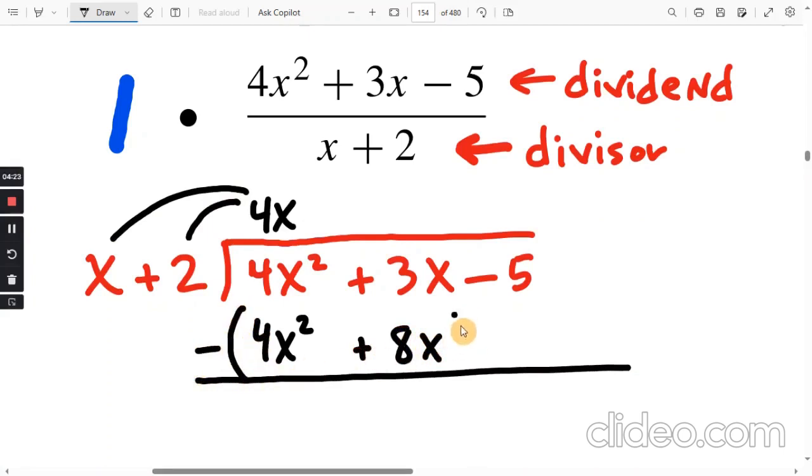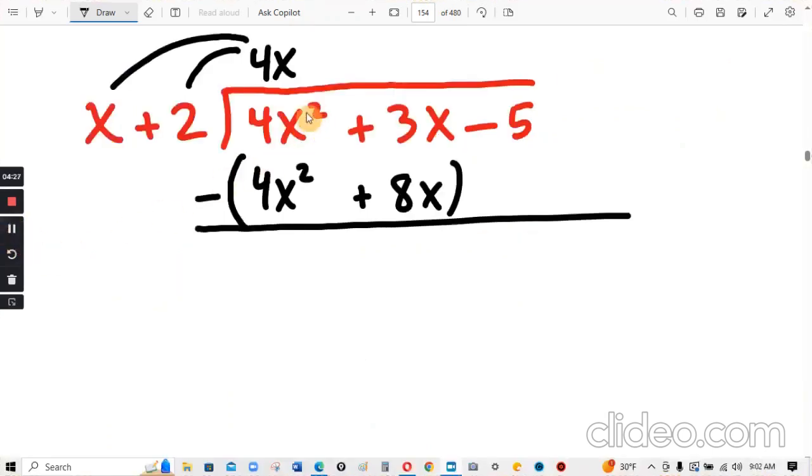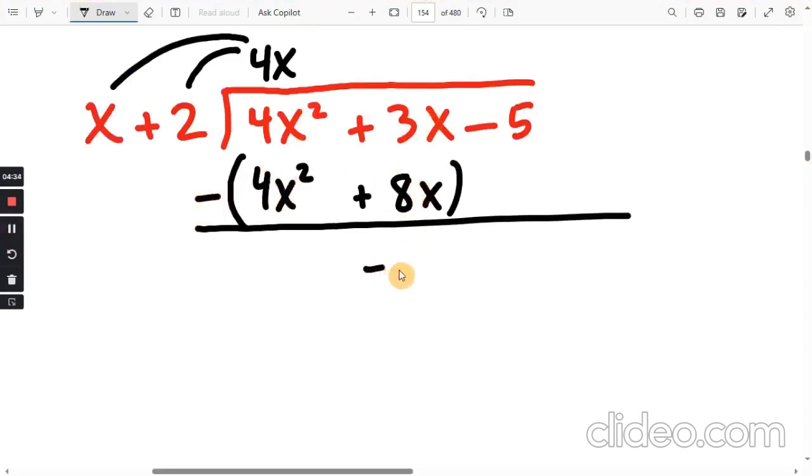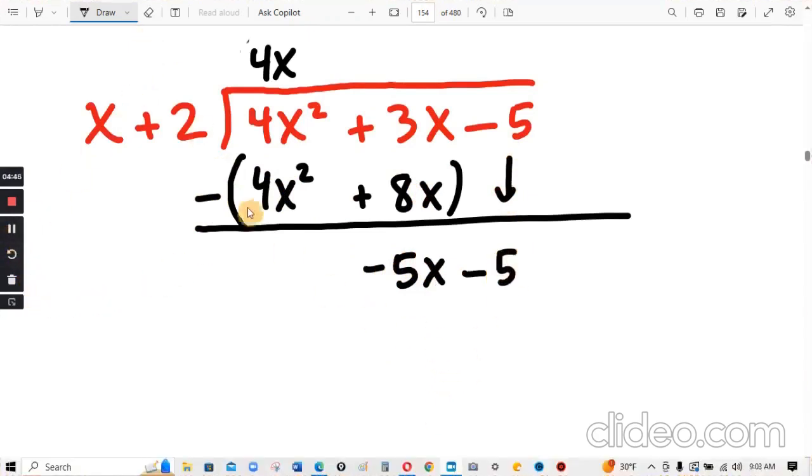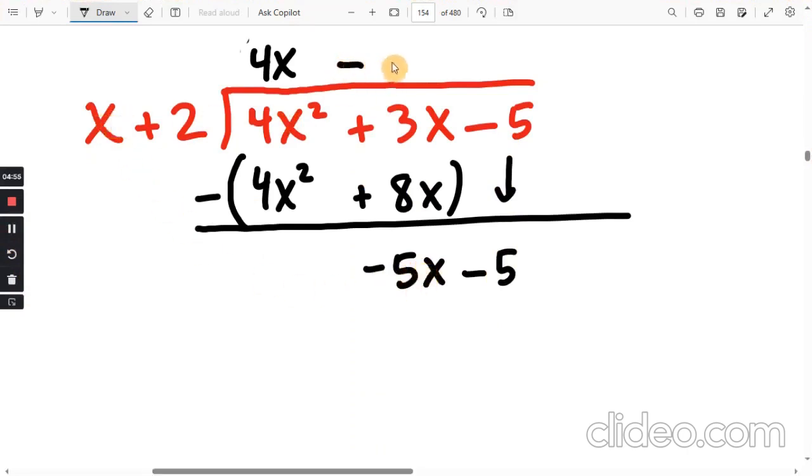Just like grammar school, we subtract this whole thing. I suggest you use parentheses when subtracting. 4x squared minus 4x squared is 0. 3x minus 8x is going to be negative 5x. Just like grammar school, you bring down the next term, negative 5. Once again, we are going to say what times x gives us negative 5x. Or you can say negative 5x divided by x is just negative 5.